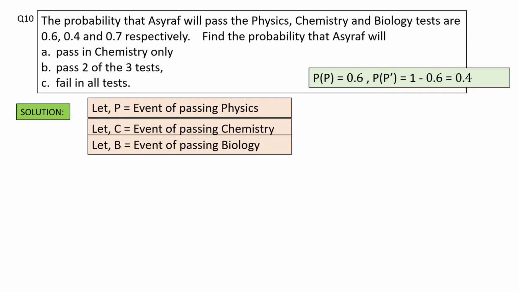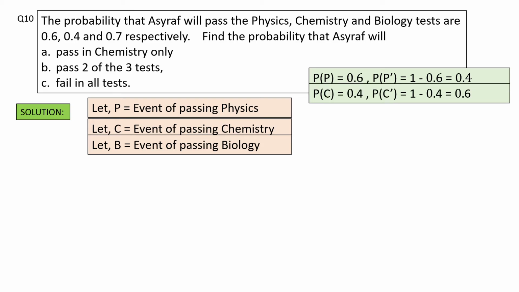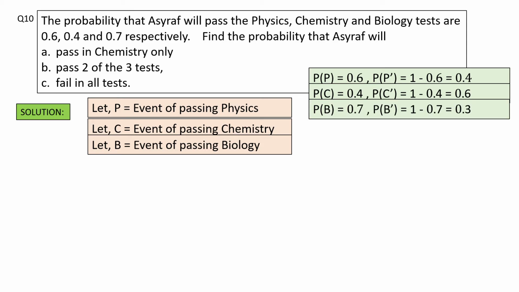Here we are given the probability of passing the subjects. So let's start with physics. Passing physics is given as 0.6. So the probability of not passing will be 1 minus 0.6, which equals 0.4. You do the same for chemistry. The probability of passing chemistry is given as 0.4. So not passing chemistry will be 1 minus 0.4 equals 0.6. And continue with biology, do the same thing. Once you have all the values, let's continue with the question.